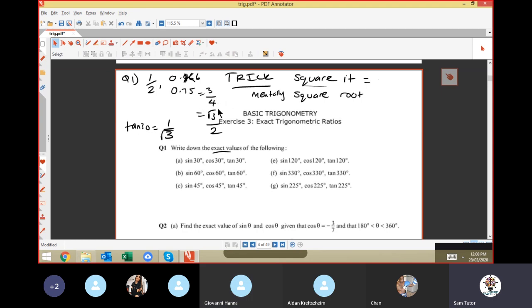Because you're not allowed to just square something, right? So what's the square root of 3? Root 3. What's the square root of 4? 2. And that's the answer we're looking for. That is right, cos 30 in exact values.